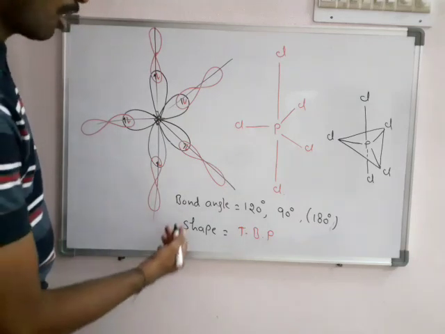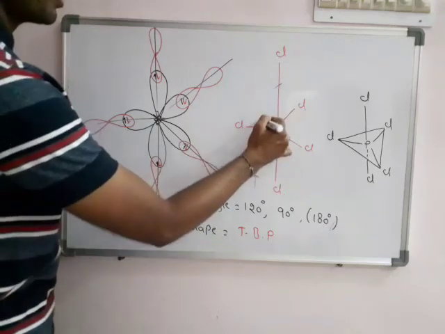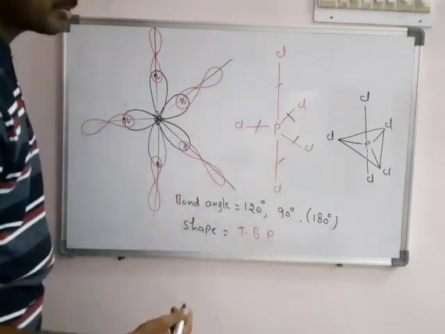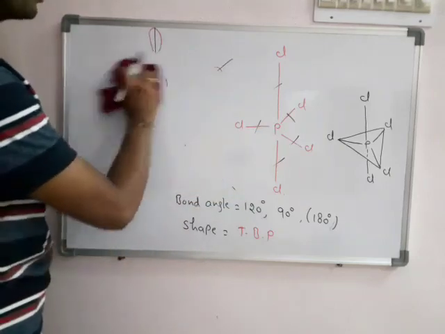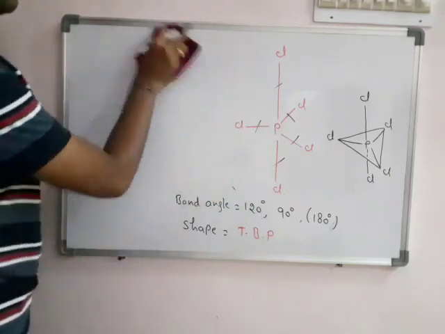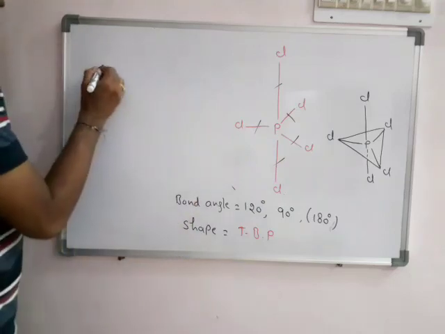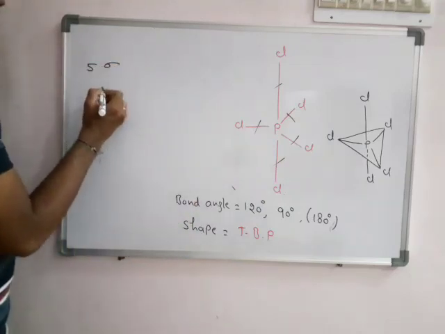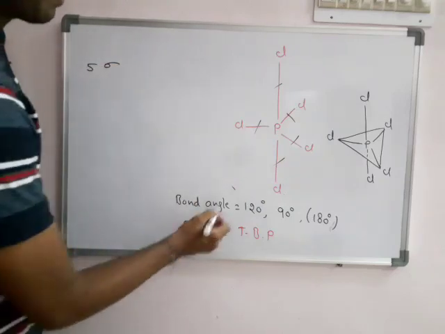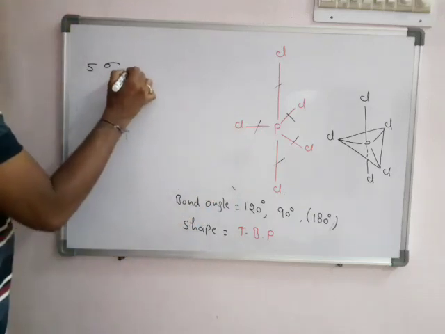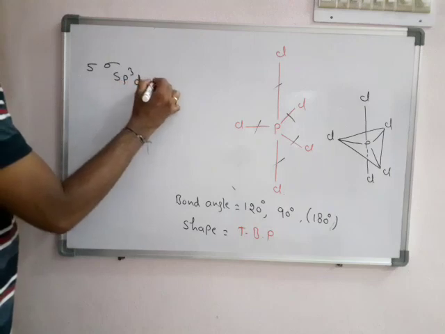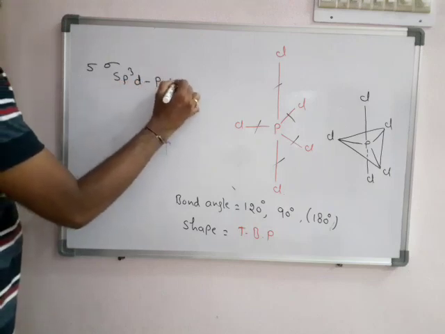Straight overlapping is called what? Sigma bond. So how many sigma bonds? 1, 2, 3, 4, 5 sigma bonds. What are the 5 sigma bonds? They are formed by the overlapping of which orbitals? The 5 sigma bonds are formed by the overlapping of sp3d and p. So they are treated as 5 sp3d-p sigma bonds.